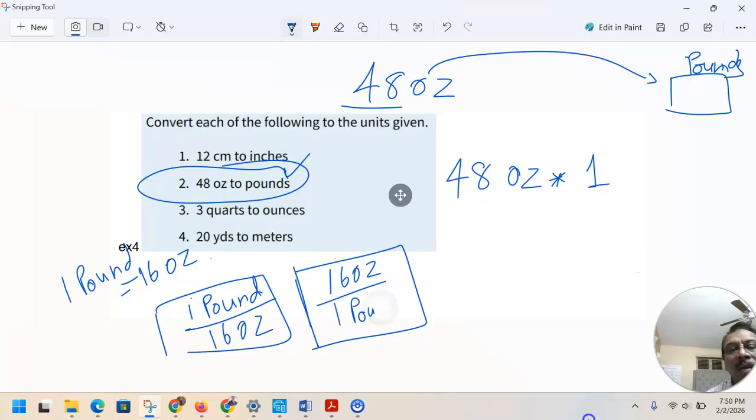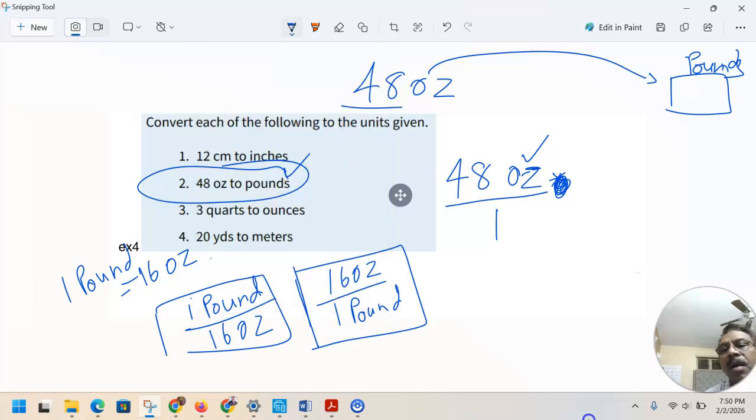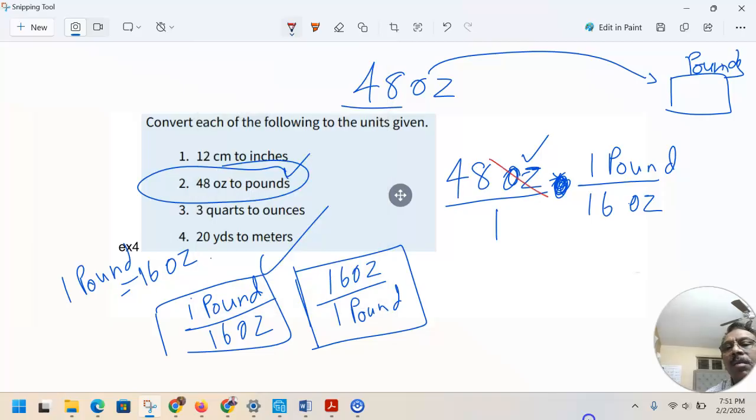So it all depends on what you are multiplying. Now, this one is giving you ounce, that ounce is given. That means it is divided by 1. So in place of 1, you replace it by a rate where your ounce should be on the bottom. So you go for this one: 16 ounce is 1 pound. So we can cross out this and this.